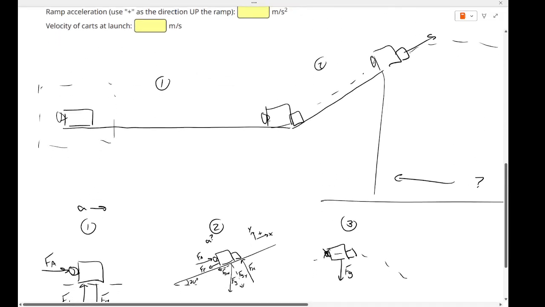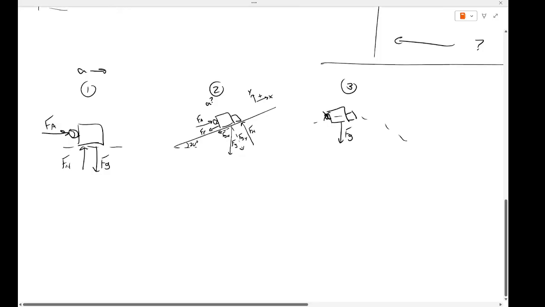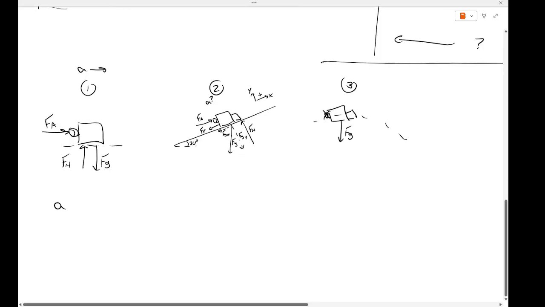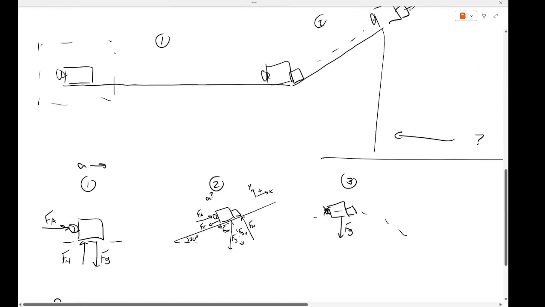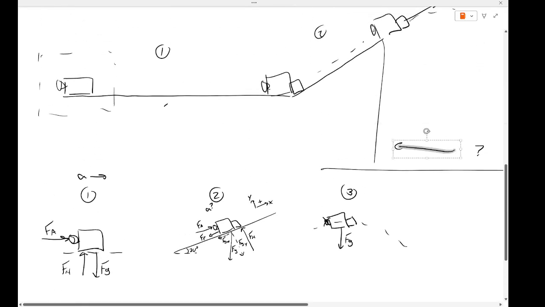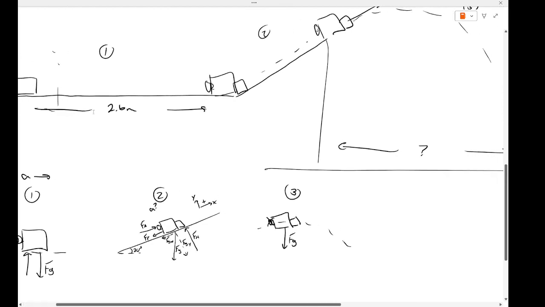All right, so let's look at step one. Step one is a kinematics problem. We have an acceleration, a time, an initial and final velocity, an initial and final position on this ramp. They tell you we're going to start somewhere, and I believe we go 2.6 meters. 2.6 meters to the right is where this other cart is located. So if I'm drawing this, I have 2.6 meters until the collision.